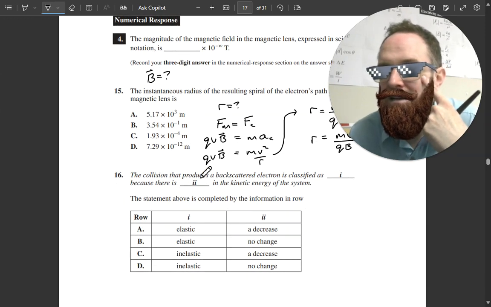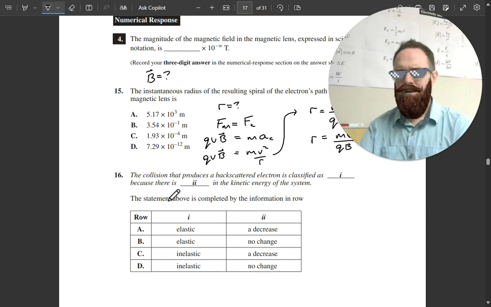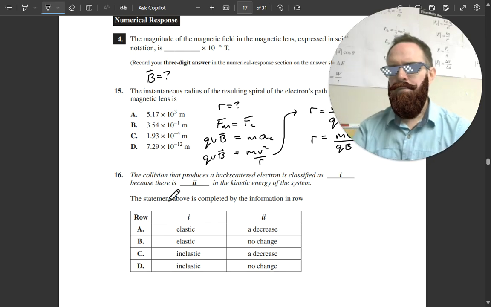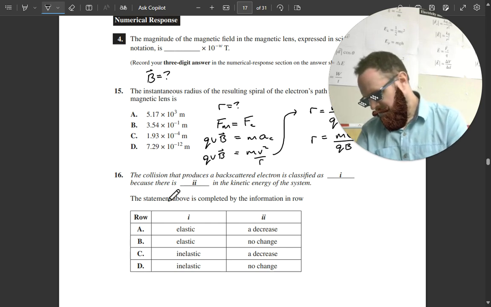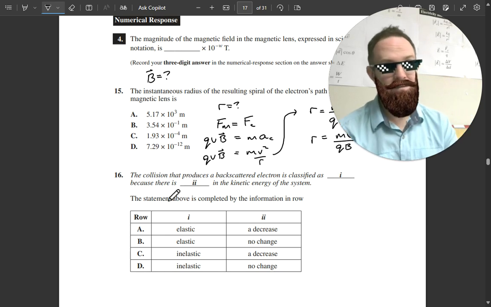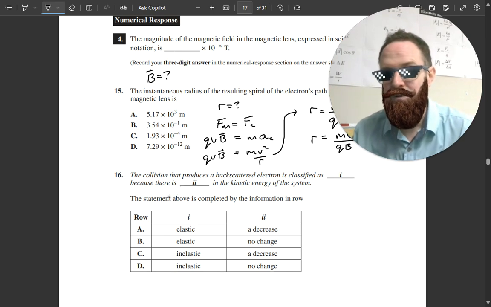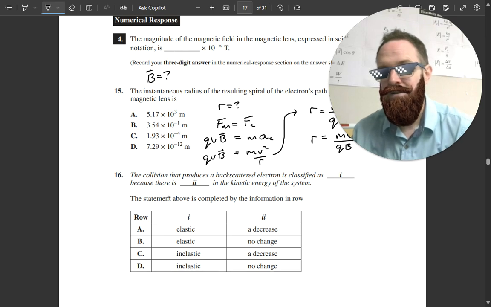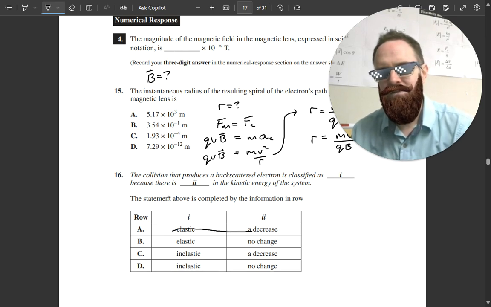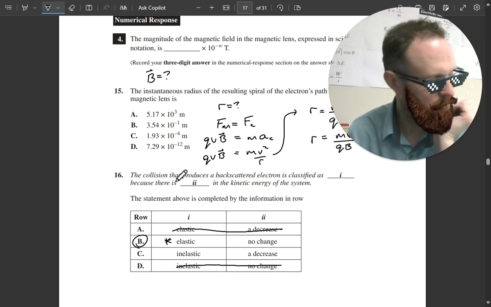The collision that produces backscattering electrons is classified as elastic. So when we talk about subatomic particles, there's no other place for the energy to go. Right? We're not producing new bonds. They're just bouncing off each other. Because it's mostly empty space, there are no other particles that take the energy away. So I'm going to assume it's classified as elastic at this point, because the kinetic energy has no change. If it's elastic and there's a decrease, that makes absolutely no sense. Inelastic and no change make no sense. It's got to be either B or C. My guess for a good answer would be B on this one. All right?